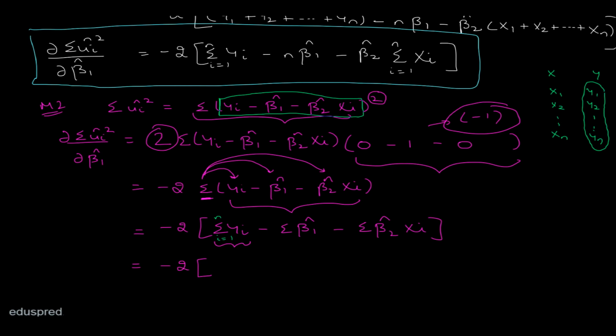Summation of yi means that we are summing all the y values that we have in our sample data. So no need to change this. We can just keep it as summation of yi. This is a sensible expression. Now let's talk about summation of beta 1 hat.